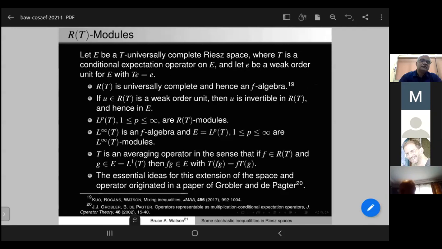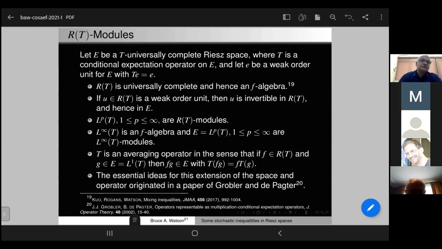Now, there were some questions earlier about why we like our T-universal completion. Well, if we work on the T-universal completion, there are some very special things that happen. The first is that, working on the T-universal completion of our space, in other words E is L1(T), the range of T is universally complete. So we get for free that it's an f-algebra. Further, if U is an element of the range of T as a weak order unit, then it is invertible in the range of T, and hence it has an inverse also in E.